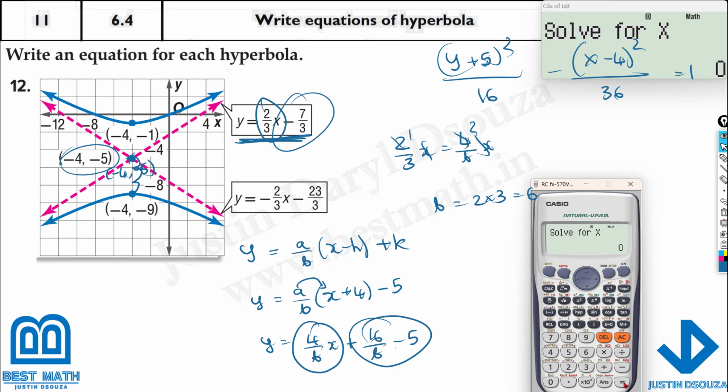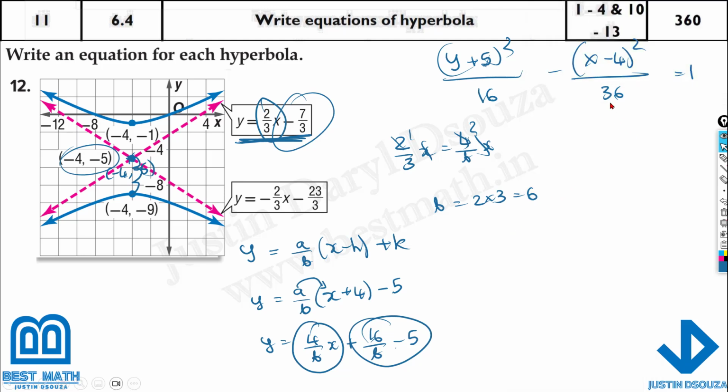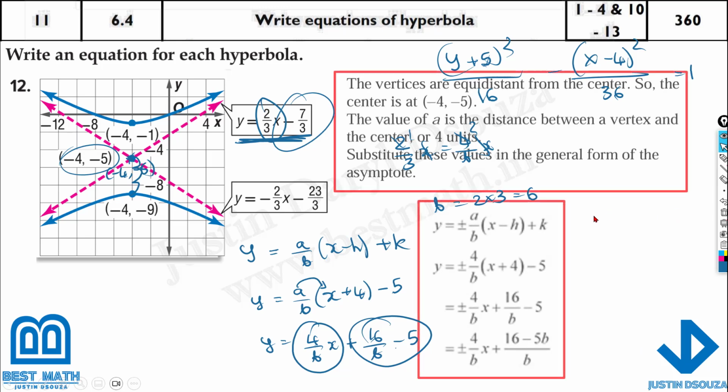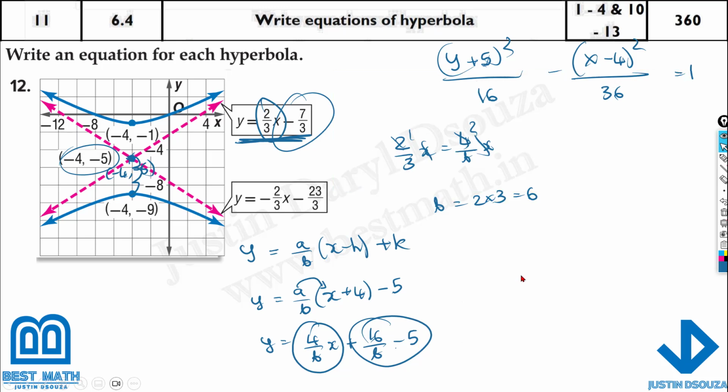Shift and solve. This is not the correct answer. You need to press equal to. It'll take some time. And then 6 is the correct answer. So it's 36. That'll be the final answer. Okay, it's not over here.